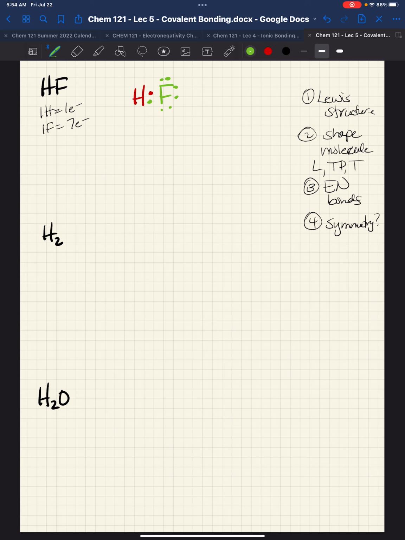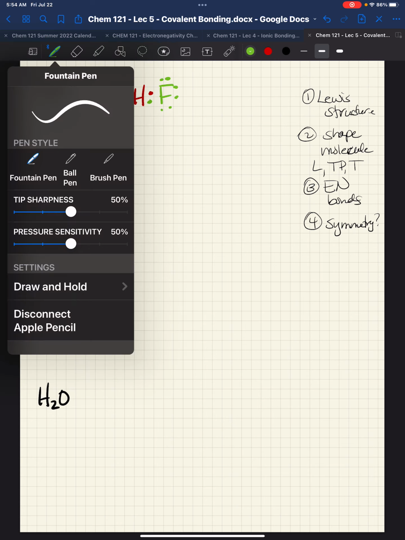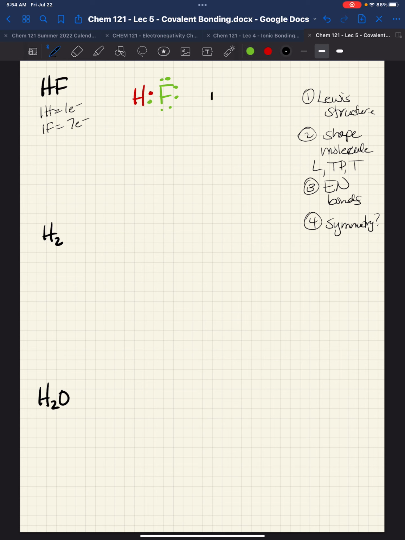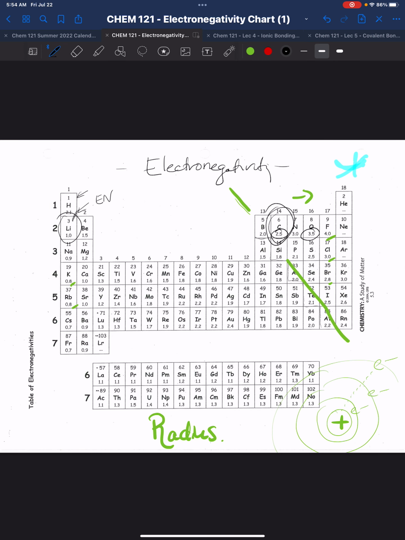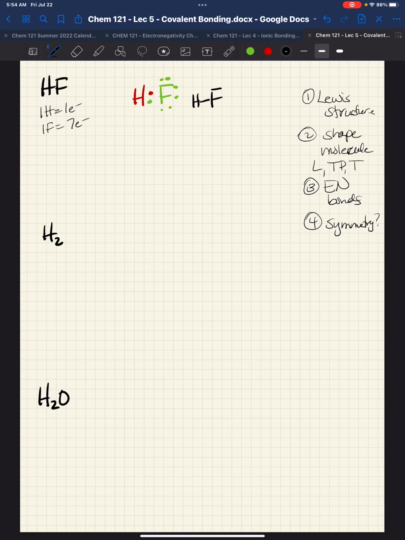And we have this linear shaped molecule, right, where we've got hydrogen attached to fluorine. But when we look at the electronegativity of these guys, fluorine is the most electronegative element, in terms of the radius being really small and it being really close to the noble gas. And hydrogen is 2.1. So this is 4 and 2.1, and so we have a difference of 1.9, right? It's a polar covalent bond.